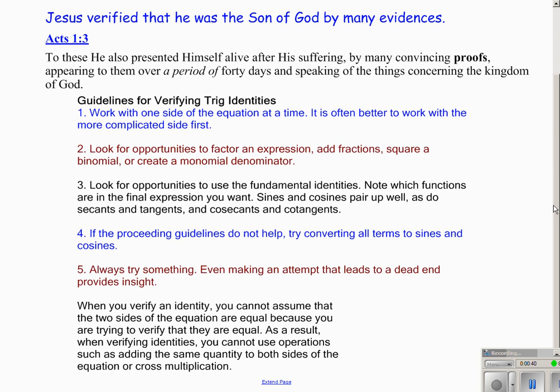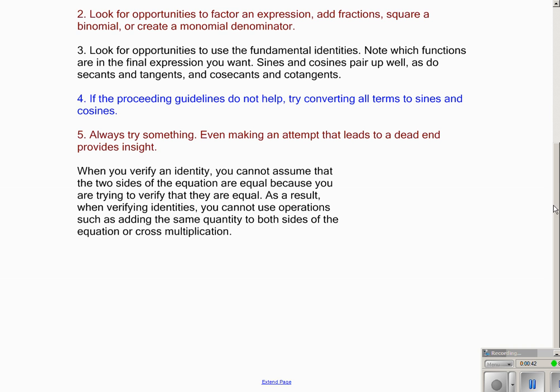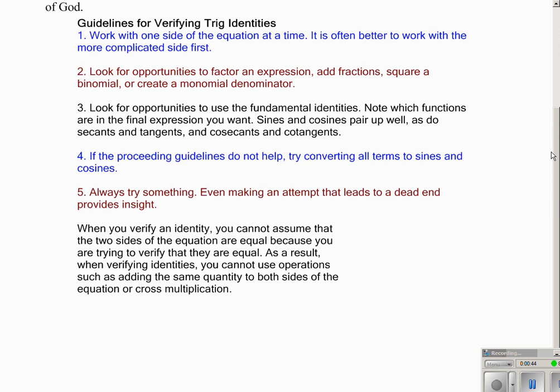Okay, some guidelines that we want to use as we look at that. First of all, when you are verifying a trigonometric identity, you want to work with just one side of the equation. It might be helpful for you to print these guidelines out off of RenWeb. It's often better to work with the more complicated side first. It doesn't guarantee that that's the truth. Number 1, look for opportunities to factor. Number 2, add fractions, square a binomial, or create a monomial denominator.